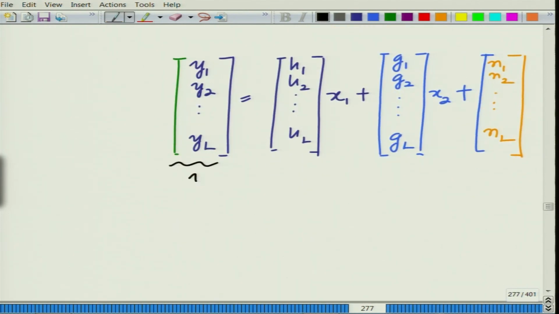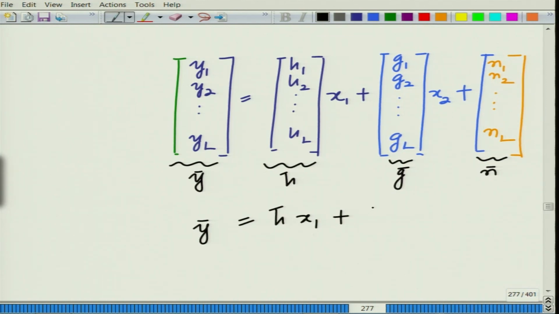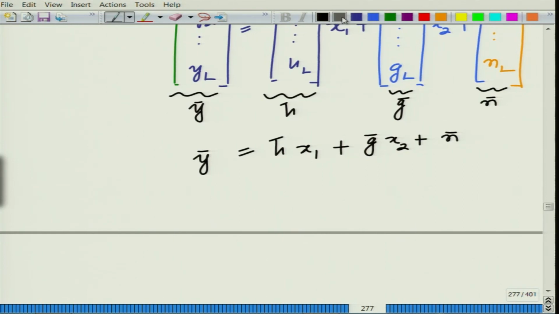And therefore, this is y bar, this is equal to h bar, this is your channel vector, g bar, this is n bar. So, we have y bar equal to h bar x1 plus g bar x2 plus n bar. This is the system model where y bar is the output vector, and this is your desired user channel.